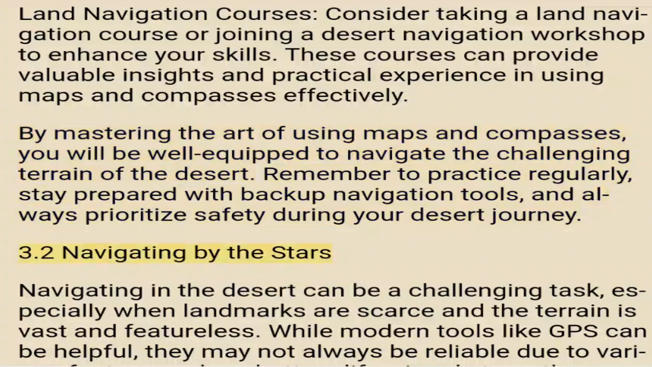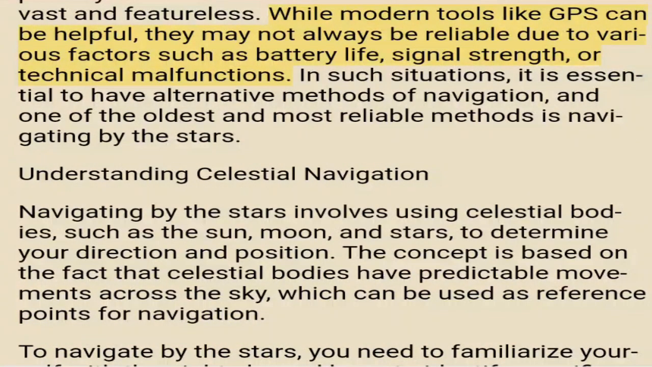3.2 Navigating by the stars. Navigating in the desert can be a challenging task, especially when landmarks are scarce and the terrain is vast and featureless. While modern tools like GPS can be helpful, they may not always be reliable due to various factors such as battery life, signal strength, or technical malfunctions. In such situations, it is essential to have alternative methods of navigation, and one of the oldest and most reliable methods is navigating by the stars.